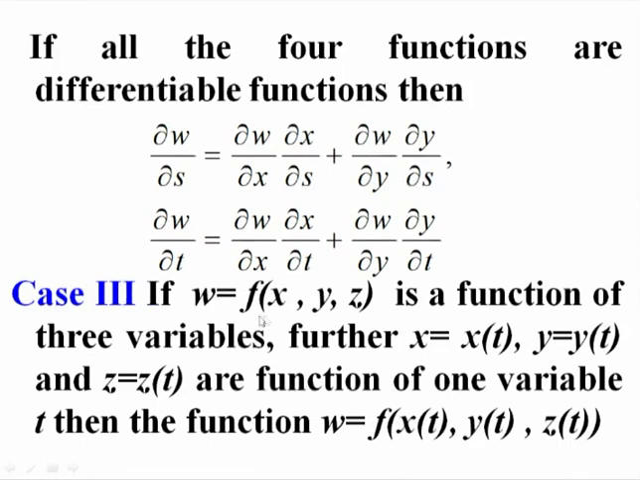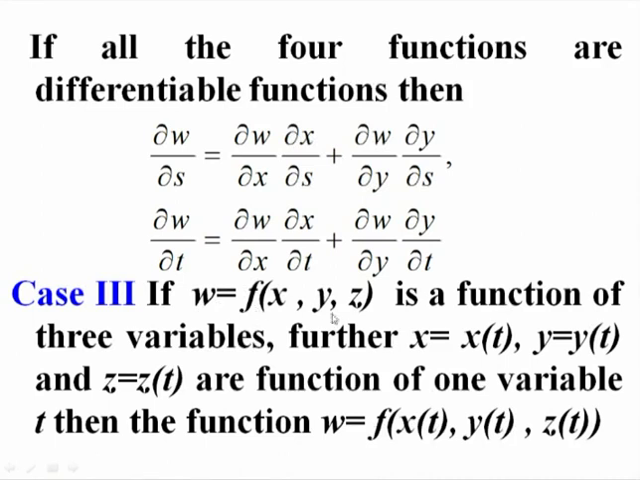By looking at this w alone, we cannot say that w is a function of t, but all three equations together say that w is a function of t. That's why we call it a composite function of t. After the composition of three functions, we get w in terms of t. That is why we call it a composite function of t.